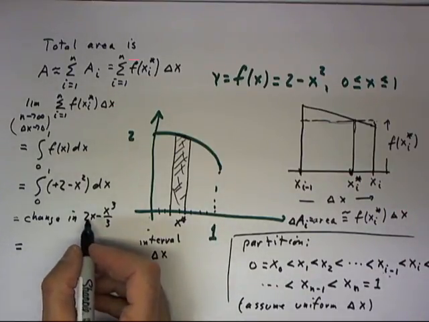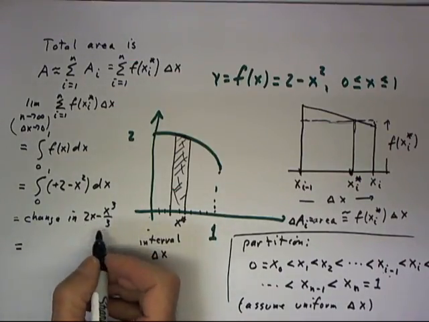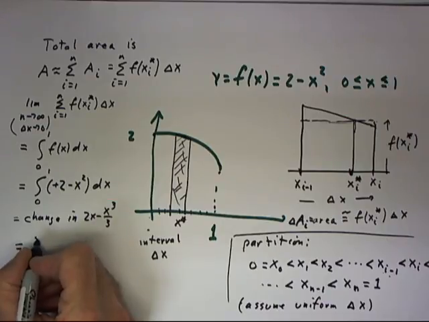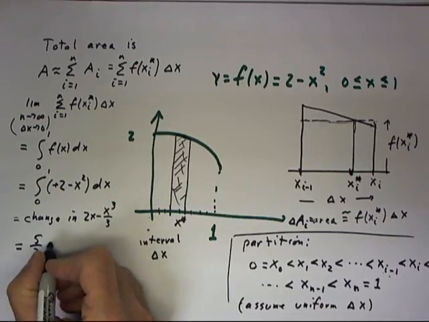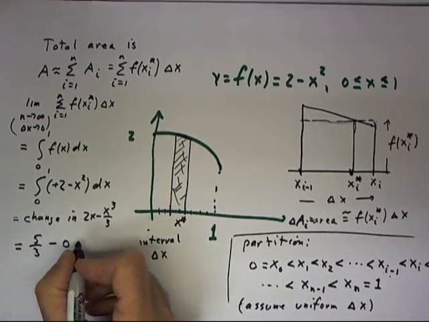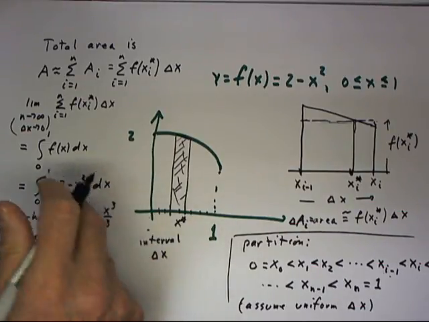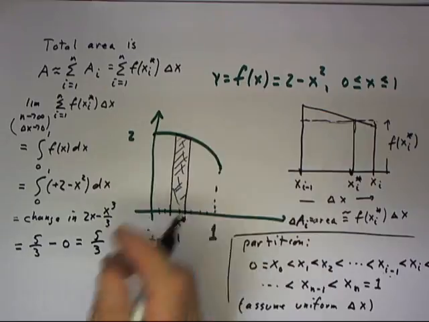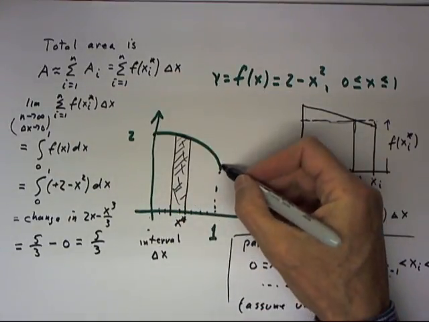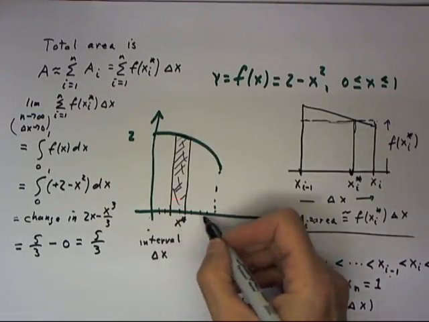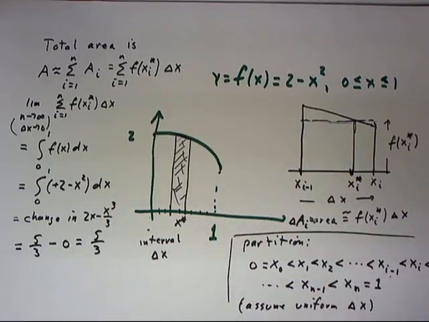Evaluated at 1, we get 2 minus 1/3, which is 5/3. And evaluated at 0, we get 0, so the area is 5/3. The integral is 5/3, and that corresponds to a total area of 5/3 on the interval from 0 to 1 beneath this graph.